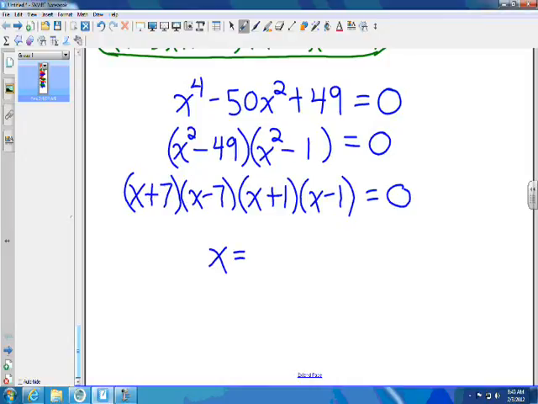What would we get for the 7s? 7 and negative 7. If you set both of those equal to 0, so we would say plus or minus 7 and plus or minus 1. How many numbers do we have listed there? We got 4. That's how many we should have. Plus or minus 7 and plus or minus 1. So positive and negative, obviously that counts as 2.